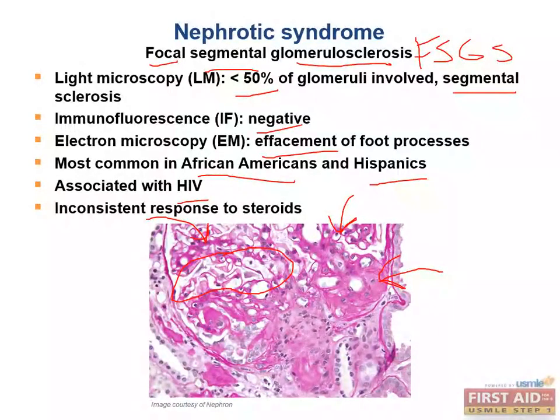And lastly, there is an inconsistent response to steroids with these patients. So we try the steroids, and sometimes we'll get a response, but sometimes we don't.